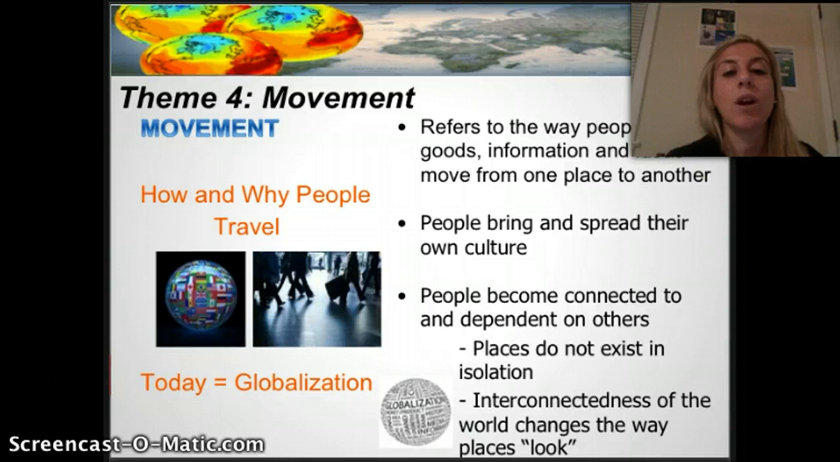Connectedness is a way of looking at the world, and it changes the way places and people look. So today, there's a term for this. We call this globalization. Because of all the means of communication that we have and our other capabilities of technology and progressions in the world, we're able to connect globally and exchange people, goods, information, and ideas on a global basis.